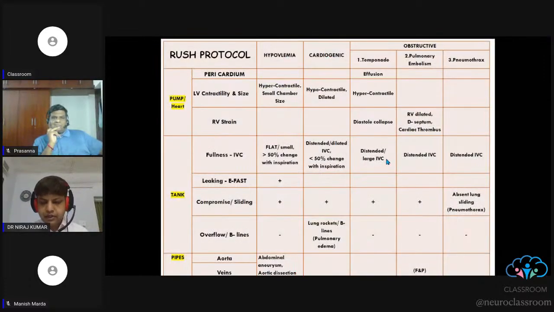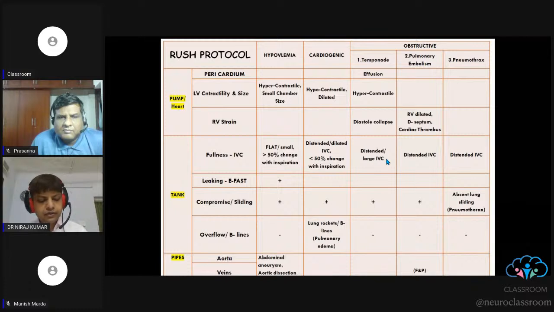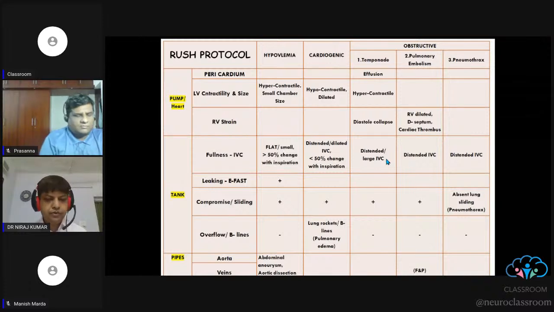So we have just completed the RUS protocol of the FAST examination. We have assimilated various information. Just to summarize all the information and make things easier, I have made this chart. This is the RUS protocol. We have to see first the pump, then the tank, then the pipes.